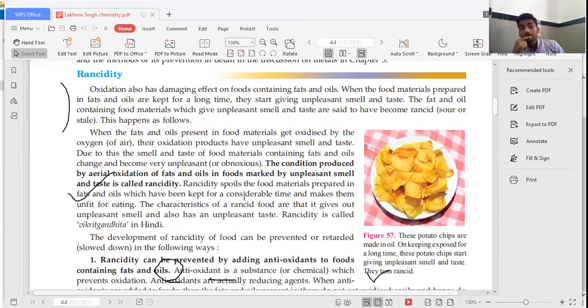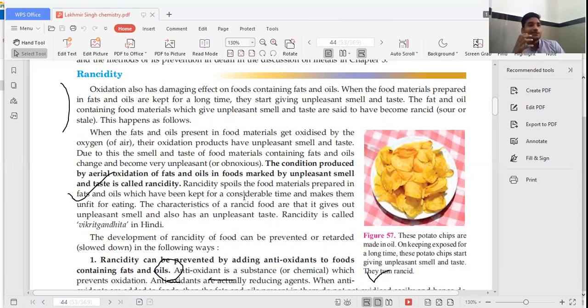Have you ever purchased these chips from some roadside street side shop? Most of the time they are selling in open. Not purchased? Okay, fine. If you come across one, just invest 2 to 4 rupees, 5 rupees, and purchase 2 or 4 pieces and just taste one.